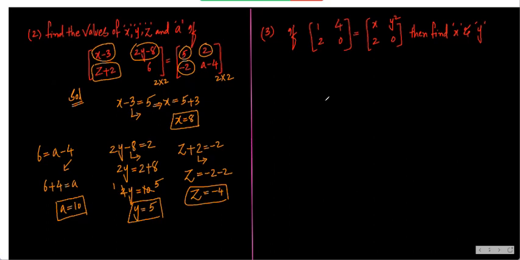Y square is equal to 4. Y is equal to root of 4. Yes, correct. Y value 2 is correct. And what about x? X is equal to 1. Yes, it is correct.